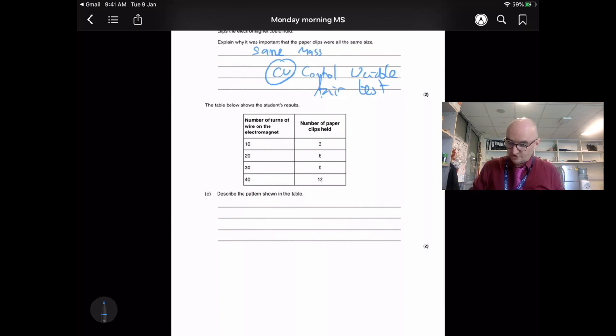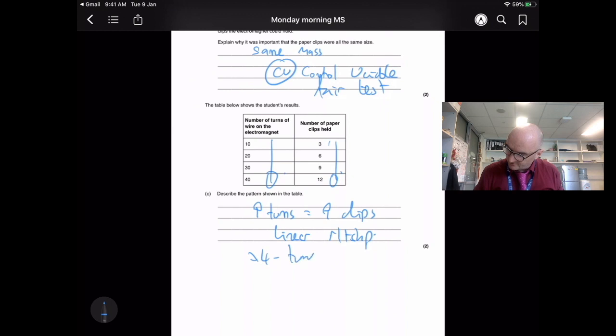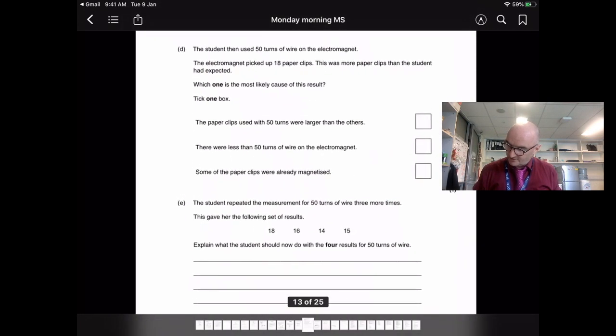The table below shows the student's results. Turns 10 to 40, number of clips 3 to 12, so 4 times, 4 times. Ooh, that's quite a nice relationship, isn't it? Describe the pattern. Well, increase the turns, increase the number of paper clips. Happy days, that gives me a mark. I would also go on to say it's a linear relationship, and I'd say times 4 turns equals times 4 on the clips. So that would be an excellent answer for that question.